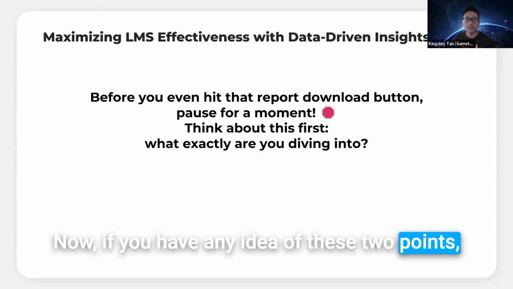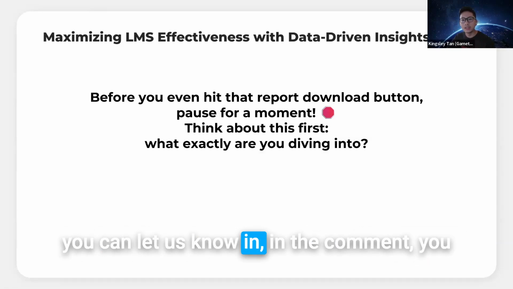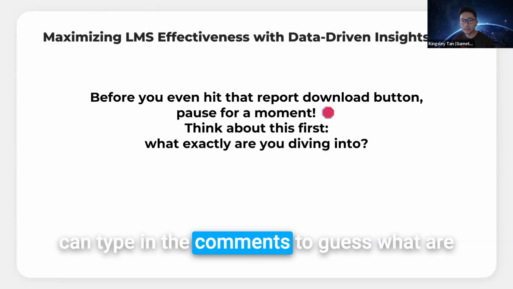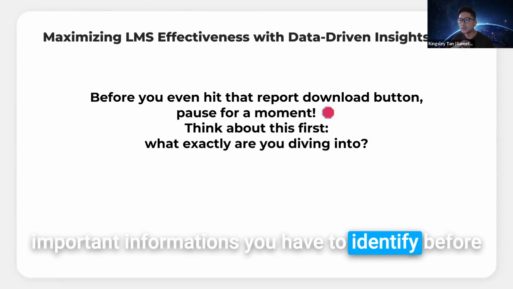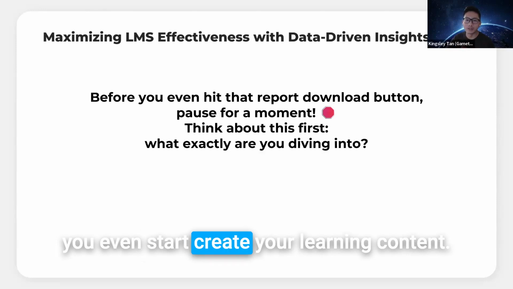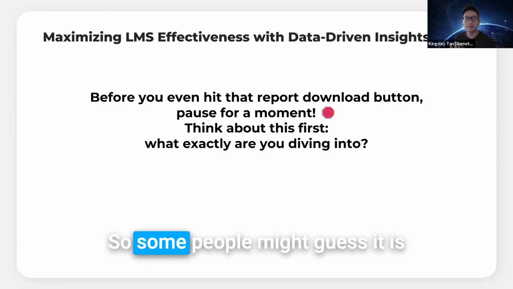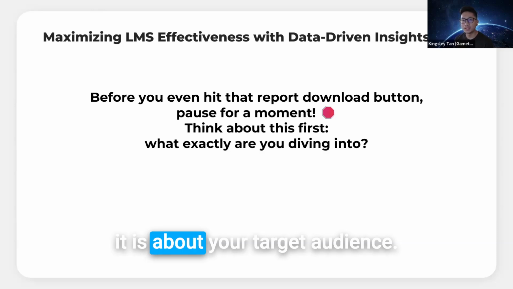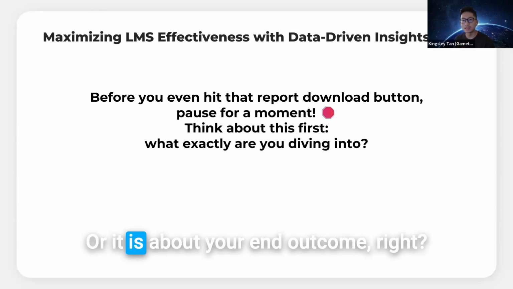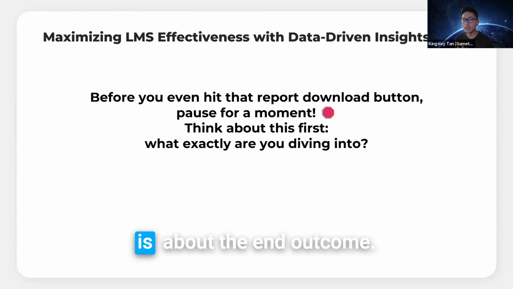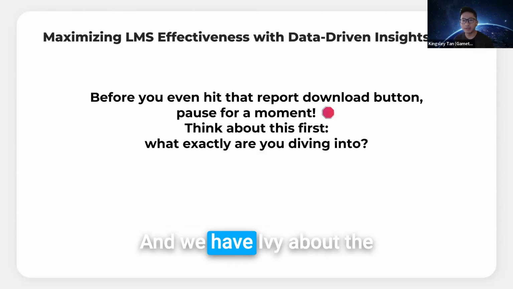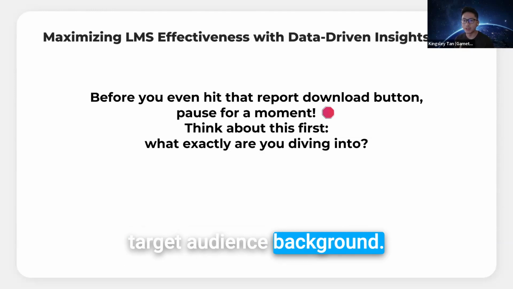Now, if you have any idea of these two points, you can let us know in the comments. You can type in the comments to guess what the two very important pieces of information are that you have to identify before you even start to create your learning content. So some people might guess it is about your target audience, or it is about your end outcome, right? What is your result? And the answer is yes, Deepa, you're very correct, it's about the end outcome. And we have Ivy saying the target audience background.